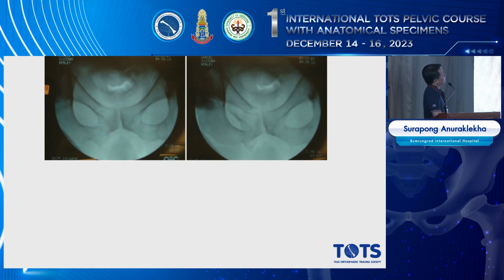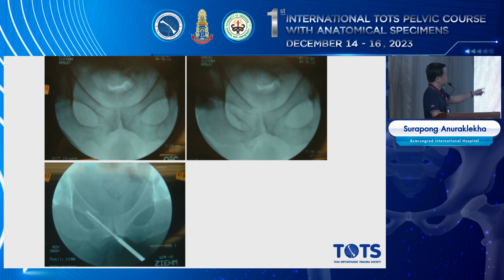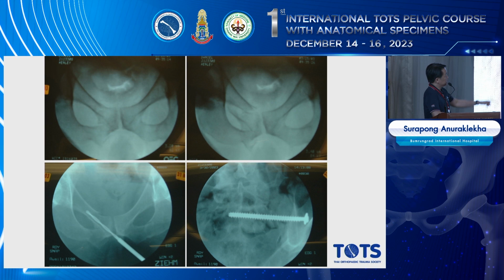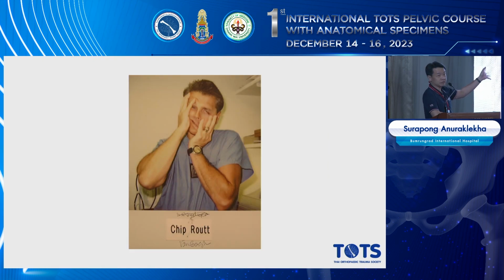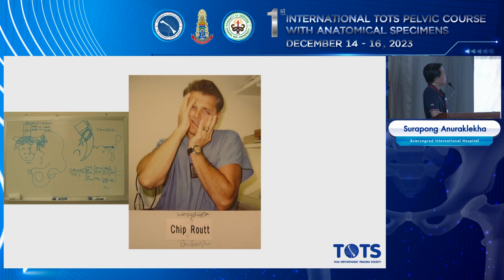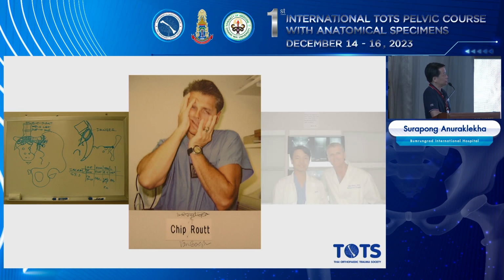I will finish with this X-ray. You can see this is the X-ray. The left one looks like a quite stable LC. On the left side, when the surgeon did the stress test, you can see that there is an internal rotation, and the surgeon decided to put in the screw. This X-ray I took from the operating room in 2003, 20 years ago. And the surgeon is Dr. Routt. I had a chance to stay with him at that time. He is the one who proposed the technique of percutaneous iliosacral screw fixation.